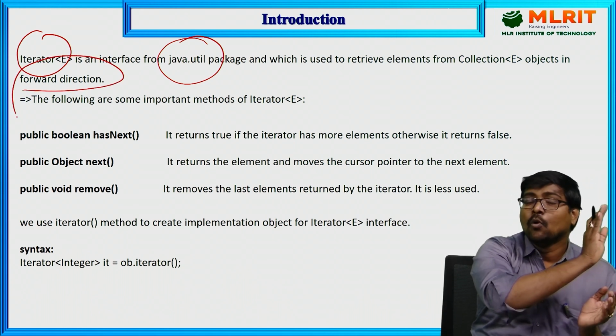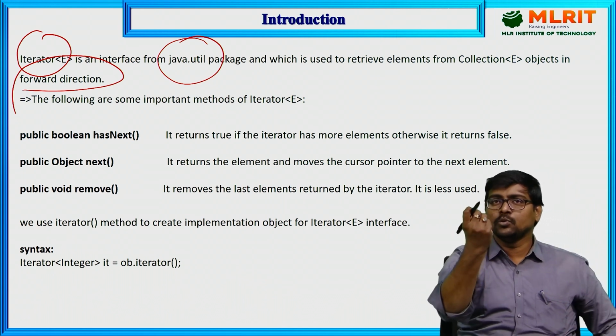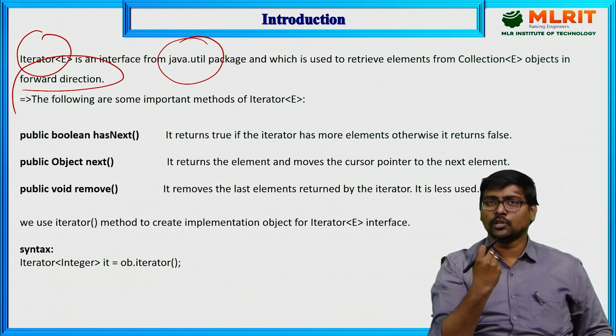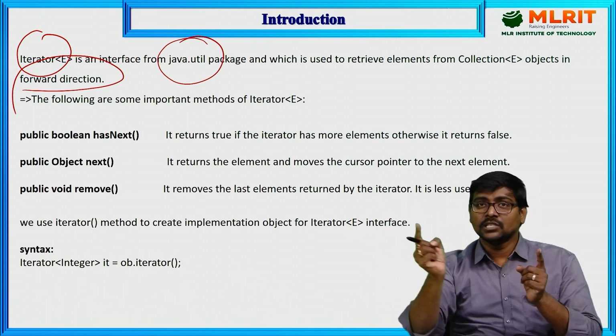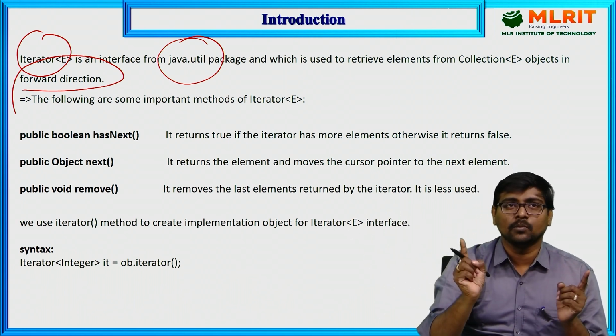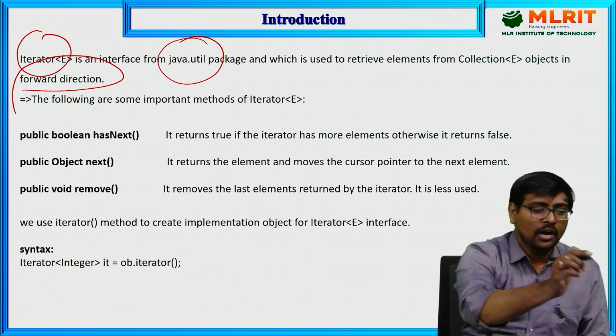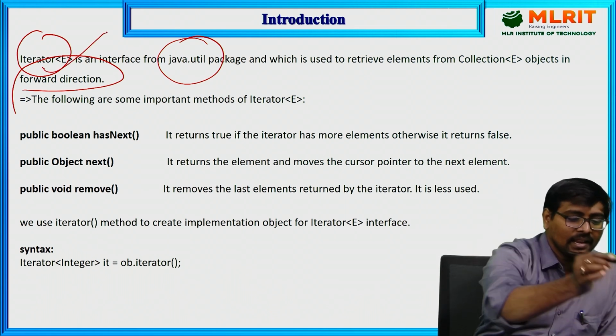That is only one direction. Suppose we retrieve the element at position 0, after that the first, then the second and third. Reverse direction is not possible. So for that we are using this Iterator interface.